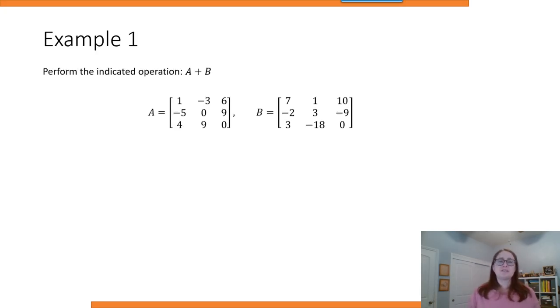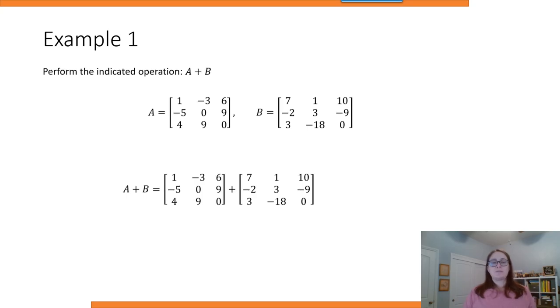So here I have two matrices, A and B, and they're both 3x3 matrices. So I'm going to be able to add them to each other because of the same size. And the sum that I get will be another 3x3 matrix. So I'm just going to set this up, set them next to each other with a plus in between. And then I'm going to start with that first row, first column value. So here in A, it's 1. In B, it's 7. I'm going to add those. And that sum of 8 is going to go in the first position, first row, first column of the answer.